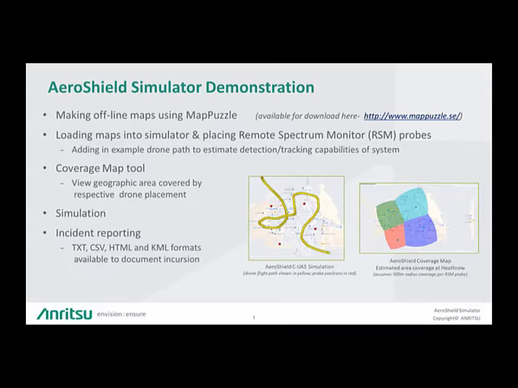We use, as an example again, 4 probes placed around the airport, and then we'll simulate a drone incursion to examine just how well that system detects and tracks an incoming drone. We'll then cover the method for making an offline map using Map Puzzle to embed GPS coordinates into either a JPEG or PNG picture of the airport, and then load those maps into the simulator and place the different RSM ports. We'll then add a drone flight path into the area under protection.